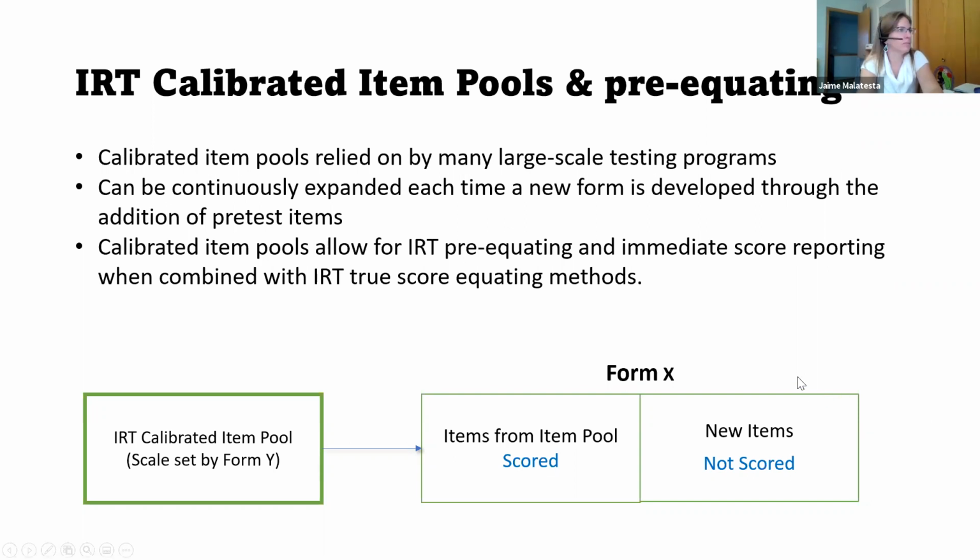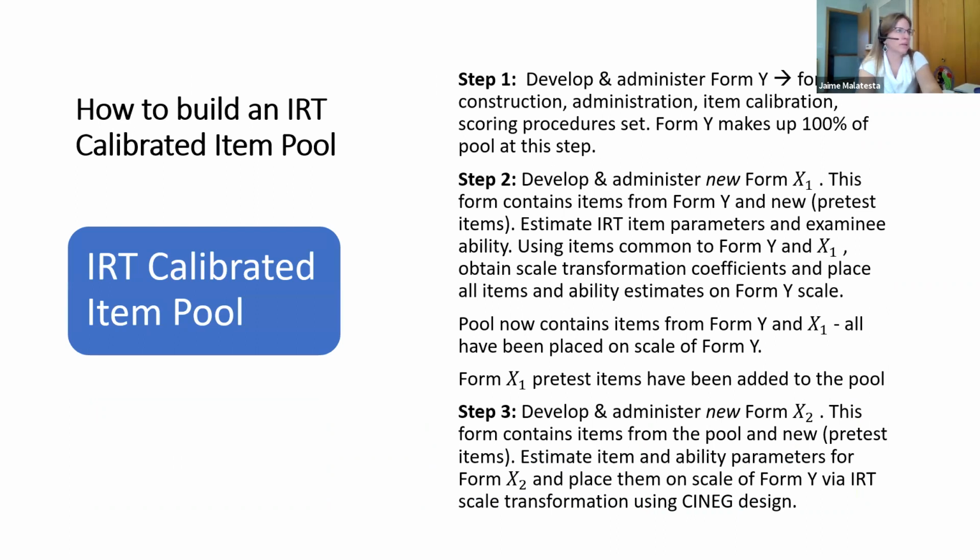I'll show you another example here, with more detail on how to build an IRT item pool. So step one, you would develop and administer form Y, or your old form. So form construction, the administration, item calibration, scoring procedures, they're all set, they're done. At this point, form Y is essentially your item pool, even though it's not really a pool, it's just your form Y, but that's what is in your item pool at this point.